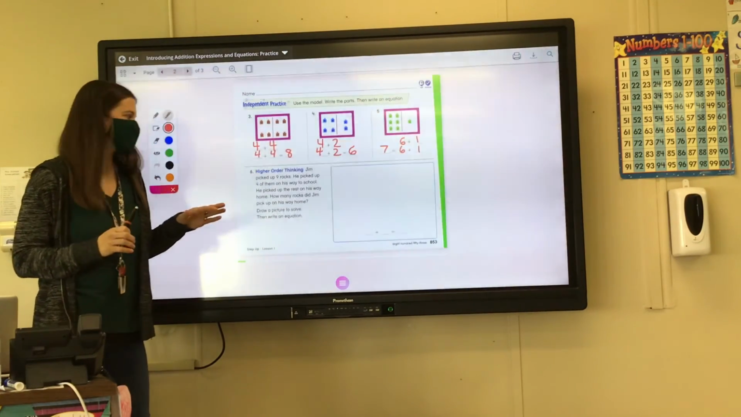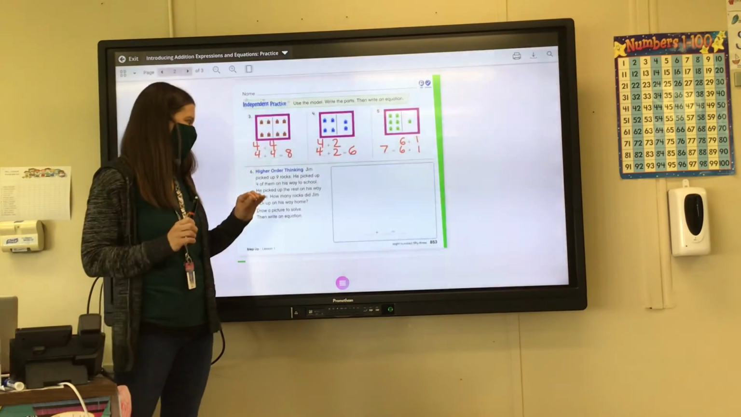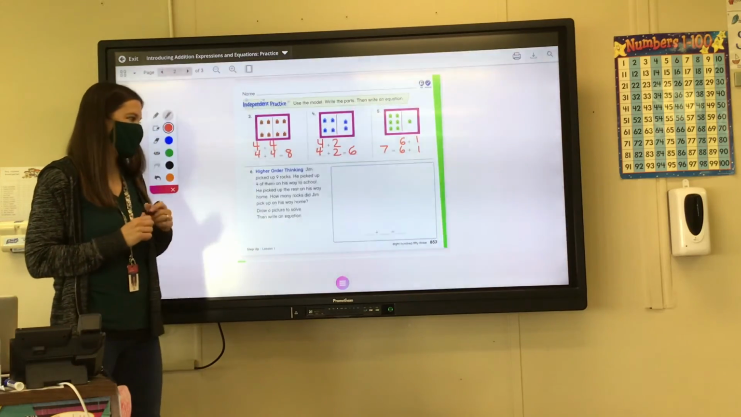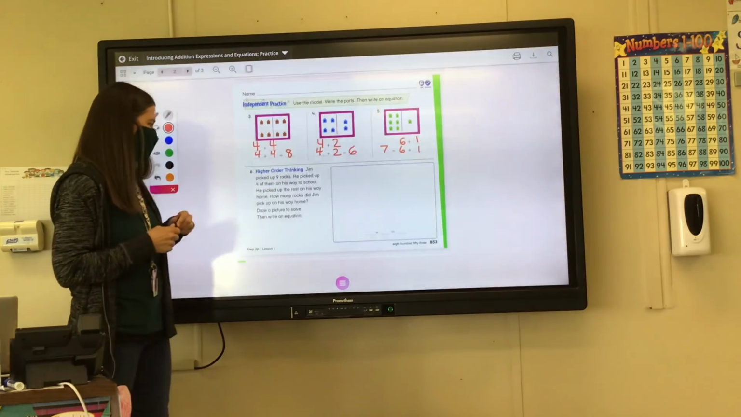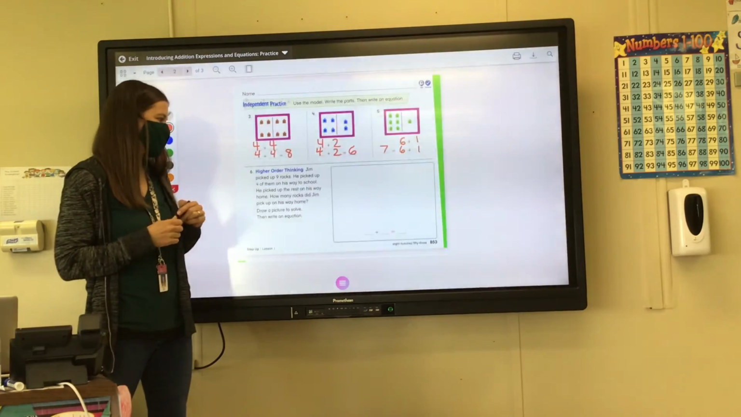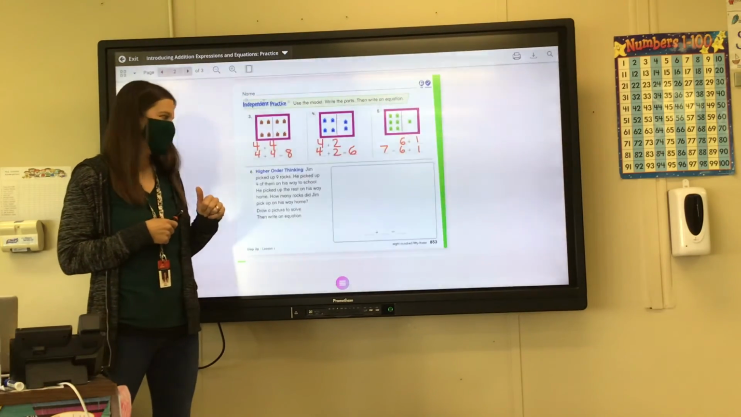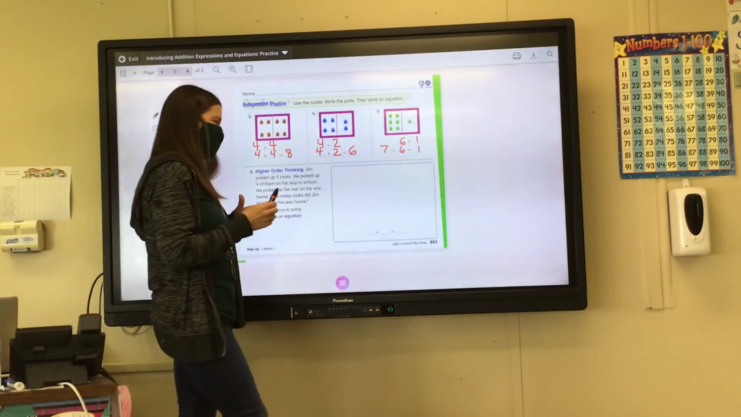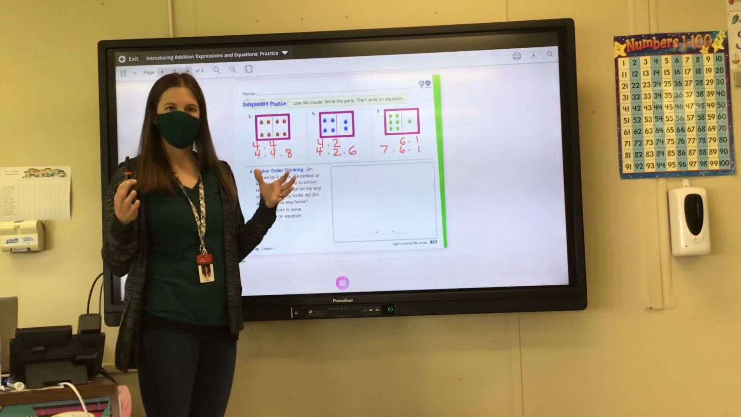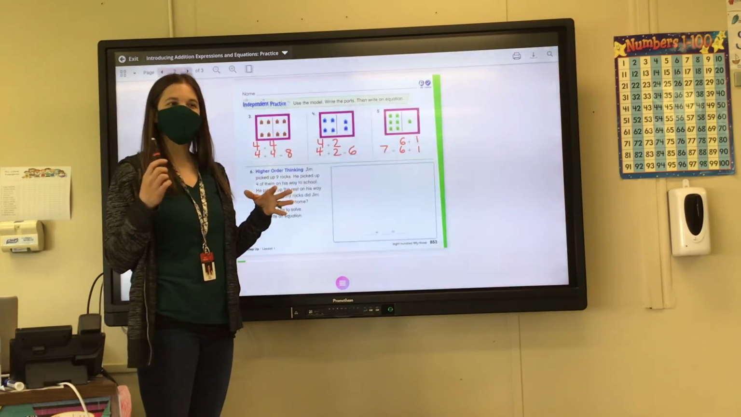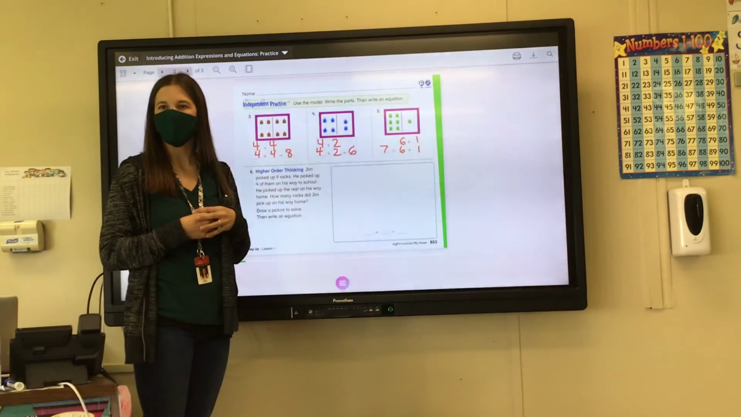Okay, we're gonna do some thinking on this one. Jim picked up 9 rocks. He picked up 4 of them on his way to school. He picked up the rest of them on the way home. How many rocks did Jim pick up on his way home? We're gonna draw a picture to solve and then write an equation. How many rocks did Jim have all together that he picked up? 9. He picked up 4 on his way to school, but we have to figure out how many he picked up on his way home.